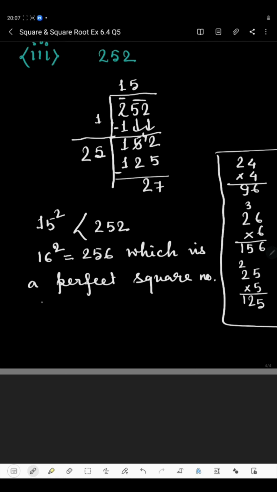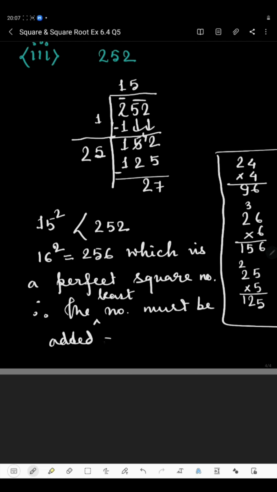That means to get the number which is to be added, we have to subtract these two numbers. So we'll write the least number that must be added is from the perfect square number, which is 256 minus this 252.